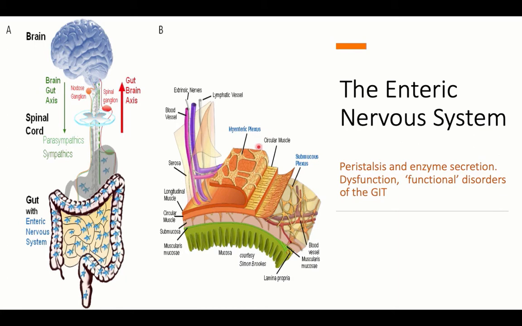two plexuses called the myenteric and submucosal plexuses. These plexuses of nerves control peristalsis and enzyme secretion. Dysfunction of these plexuses can be associated with functional disorders of the GIT, resulting in vomiting, constipation, or diarrhea.